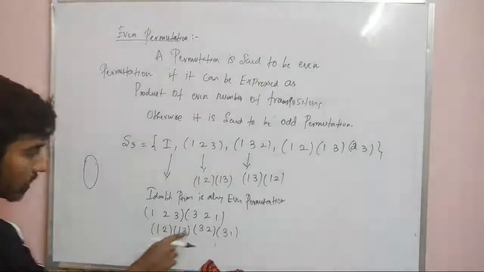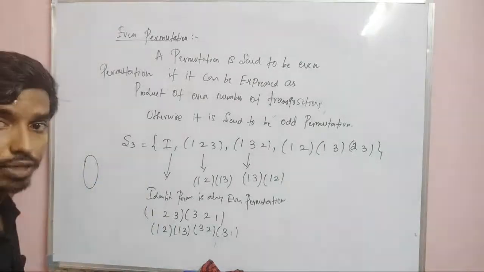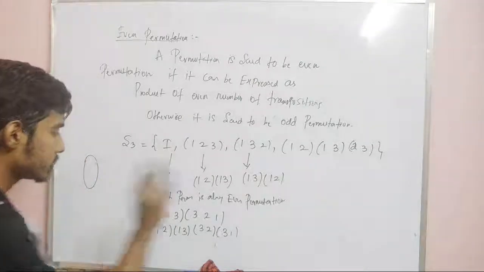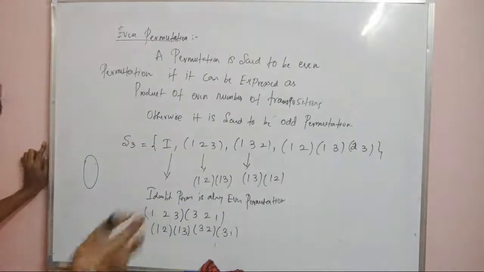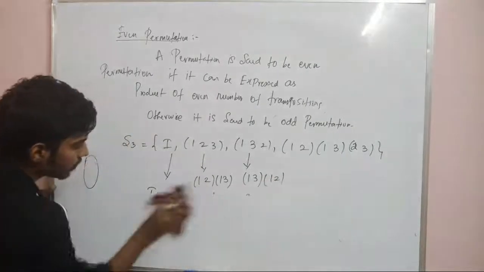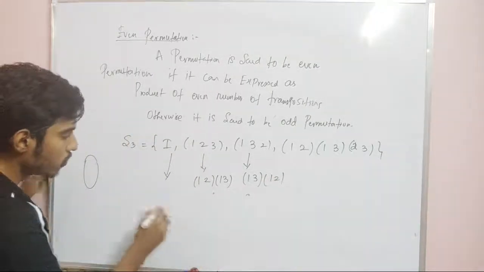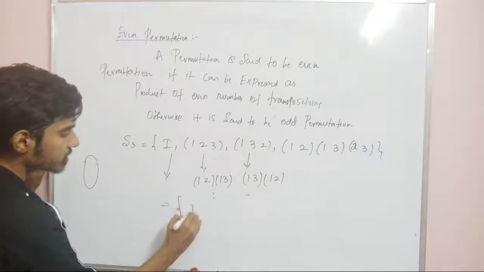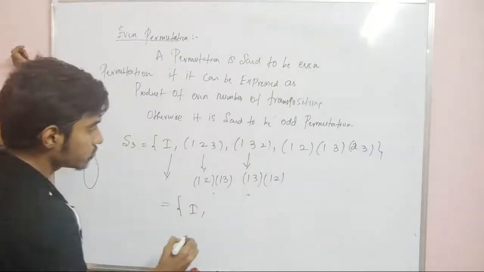So you can see there are 4 transpositions, which is an even permutation. Therefore the ID permutation is always an even permutation for any S4, S5. I am going to group all the even permutations in one set.